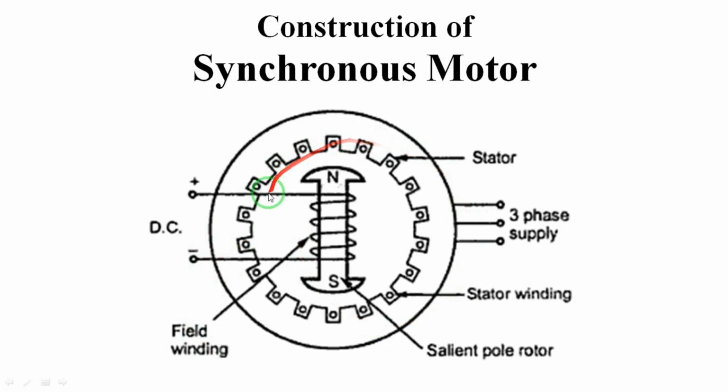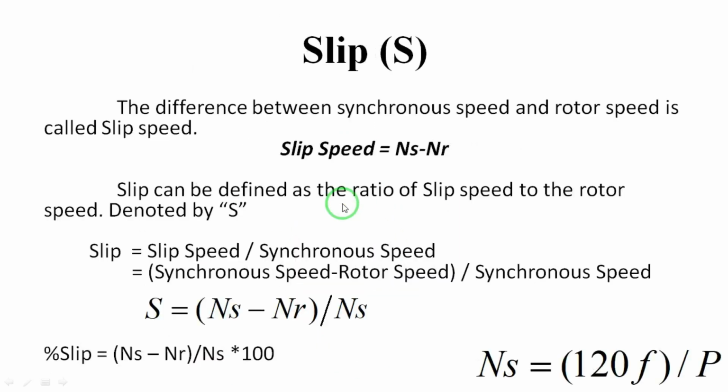At the starting time, the machine rotates with zero speed, I mean the rotor speed is 0 at the starting time. At the starting condition, Nr is equal to 0, then slip is equal to Ns by Ns, so it is equal to 1. So s is equal to 1 at the condition of starting, starting means with zero speed.